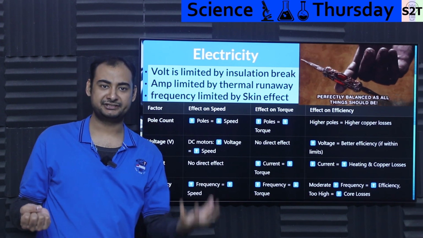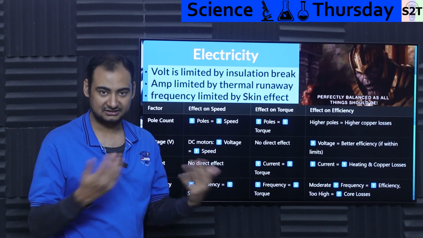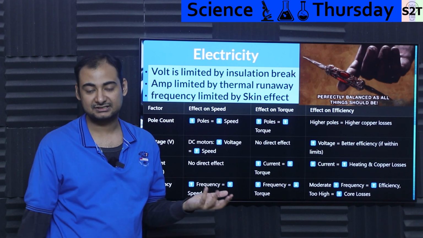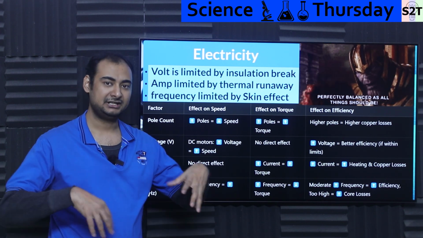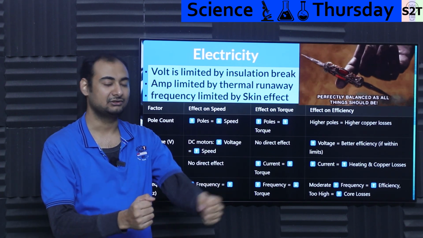So that's why all three are limited by each other. What if I increase the amp? It will melt. What if I increase the frequency? It will not use itself. Basically the conductor will be wasted. What if I increase the voltage? Insulation will break down. So whenever an engineer gets down to design a traction motor, these are the three levers they have to balance like Thanos in order to give you.